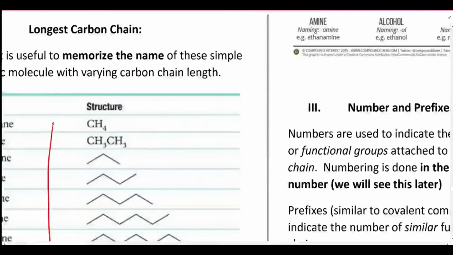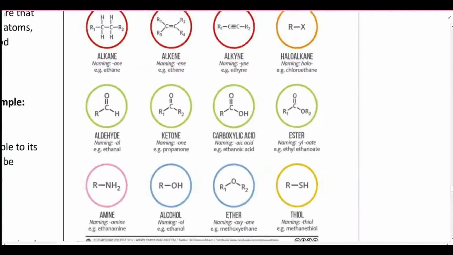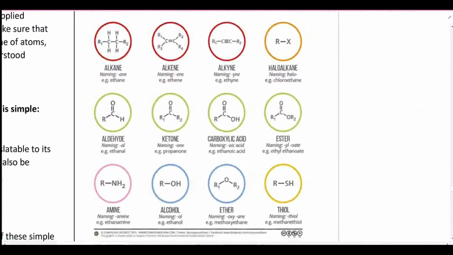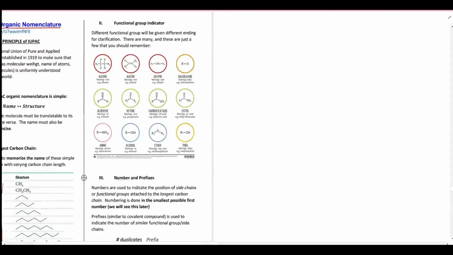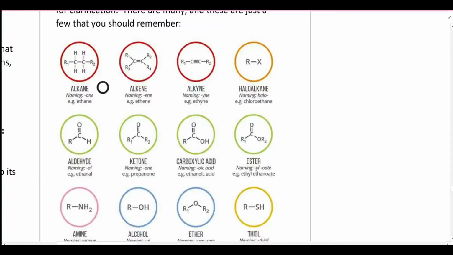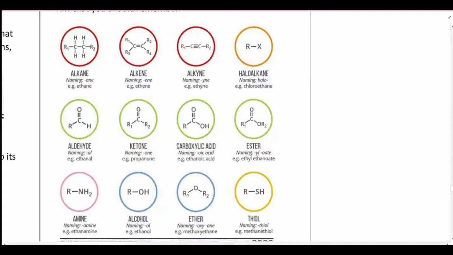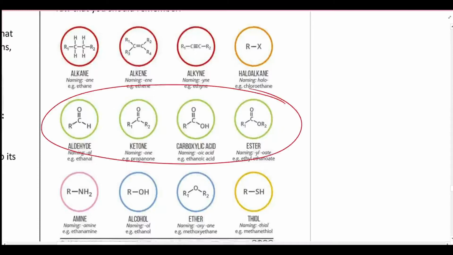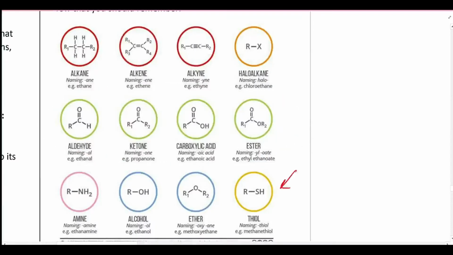And in the previous videos as well, I've already asked you to memorize the different kinds of functional groups that we have. So an alkane is an all single bonded molecule. An alkene is double bonded, alkyne triple bonded. Haloalkane is when you have halogens on it, then ketone, aldehyde, esters, and so on. We didn't cover thiols, but that's all right. So these are some of the most common ones, and I already asked you to memorize some of these as well.